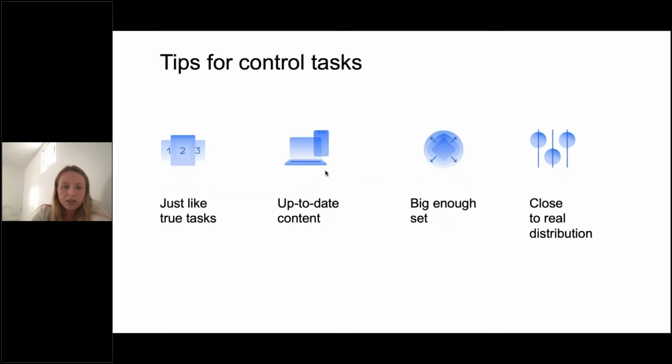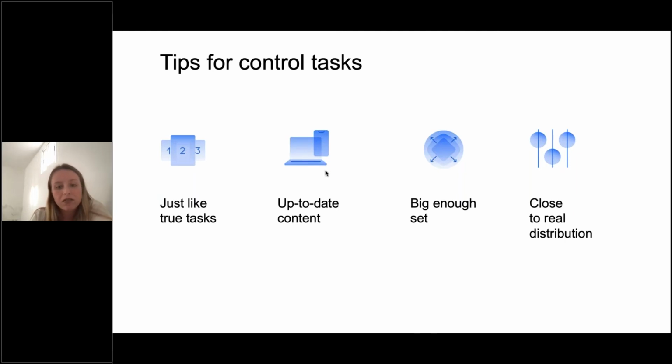And what is very important regarding control tasks, those are some tips. They should always be the same as true tasks, so performers should not be able to distinguish them from normal tasks. They should be up to date. So in case you have an ongoing project, maybe you need to update them on a weekly or monthly basis. Again, it depends on the project needs.